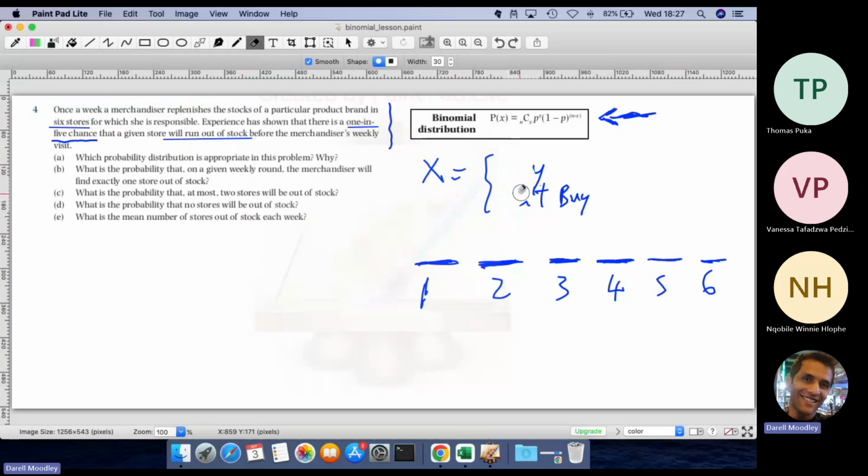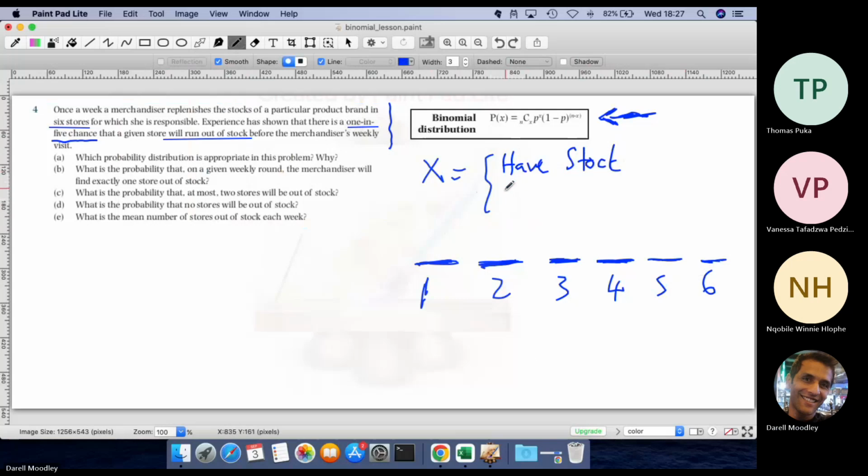So in this example, it's not buy and don't buy. It is you have stock or you don't have stock, and they're the opposites of each other. So because this random variable can only have 2 possible outcomes, which are the opposite of each other, and there's a fixed number of trials, which is actually 6 trials, then you would use a binomial distribution because those 2 properties have been met.